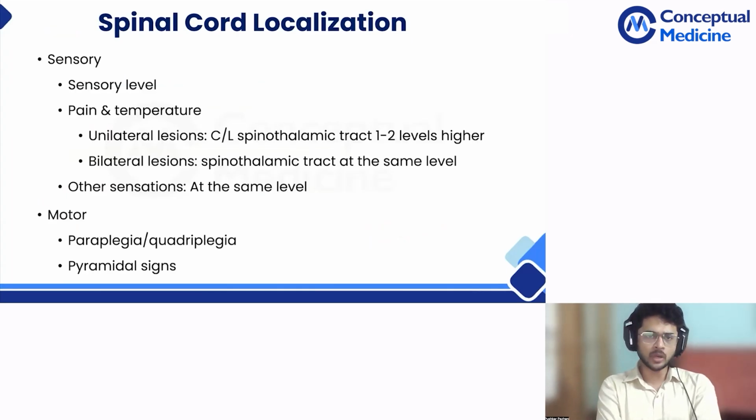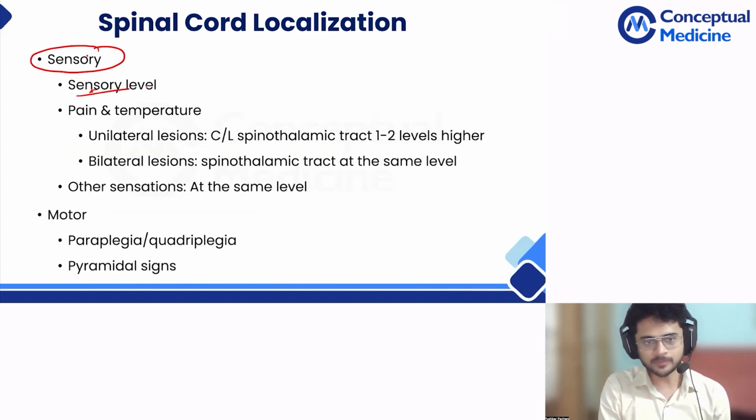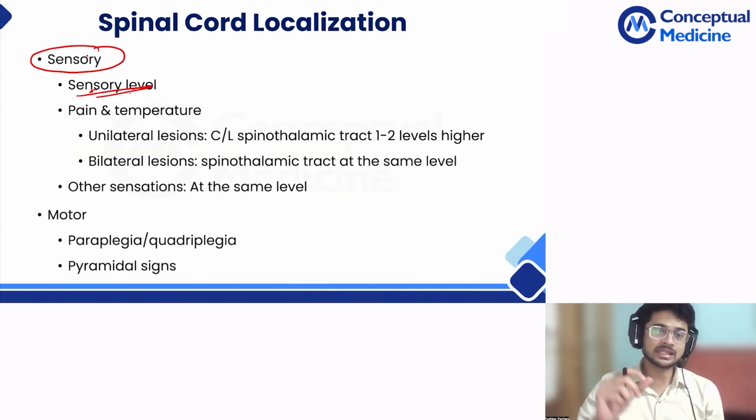So how do you localize a spinal cord lesion? You can localize it based on the level of the sensory involvement, as well as the level of the motor involvement, as well as the level of the reflex involvement. So when it comes to localization based on the sensory findings, always remember that in the spinal cord you will have a clear-cut sensory level.